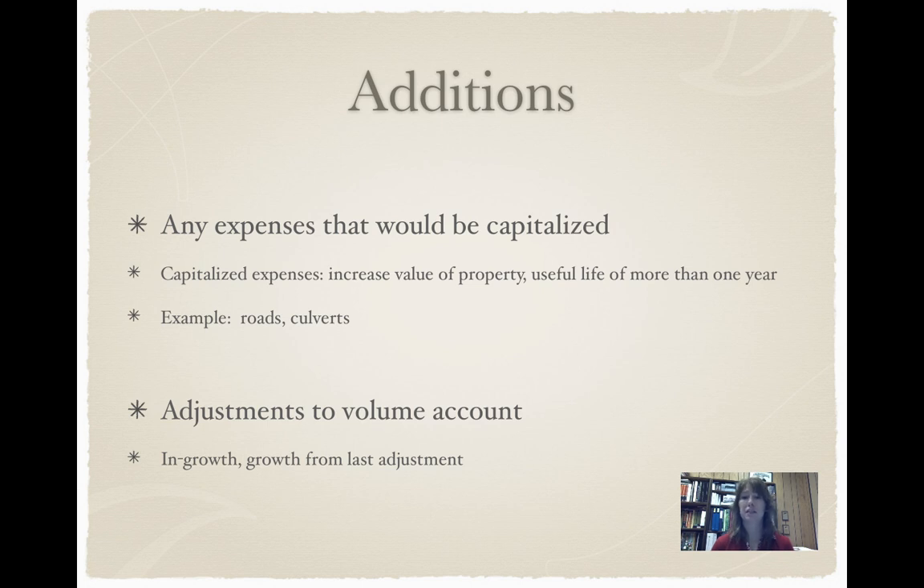We also can see adjustments to the volume account. Over time, your stand continues to grow. So we see things called ingrowth, where trees will go from maybe being not measurable at the last inventory period, say they were below the minimum diameter that you were going to measure, and now when you come back later, they're at a measurable diameter. That's ingrowth. So it's a growth from the last adjustment as well as the ingrowth. Those two things are going to be additions to your basis account.